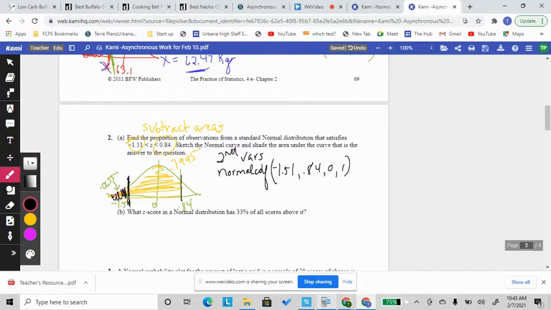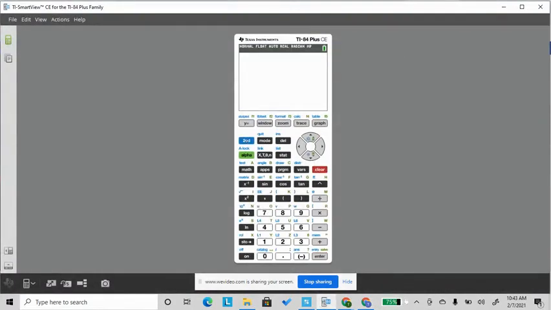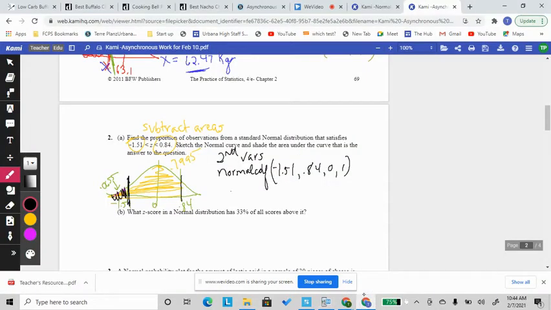So if I go to my graphing calculator and I go to second vars, NormalCDF, and I just type in the z's. So negative 1.51, comma, if you have the older version, negative 0.84, leave it as the 0 and the 1. If you have the older version, yours looks like this. And then hit enter. And there is your area straight away. You don't have to do any subtraction at all. So when I do that, I get 13.49%.